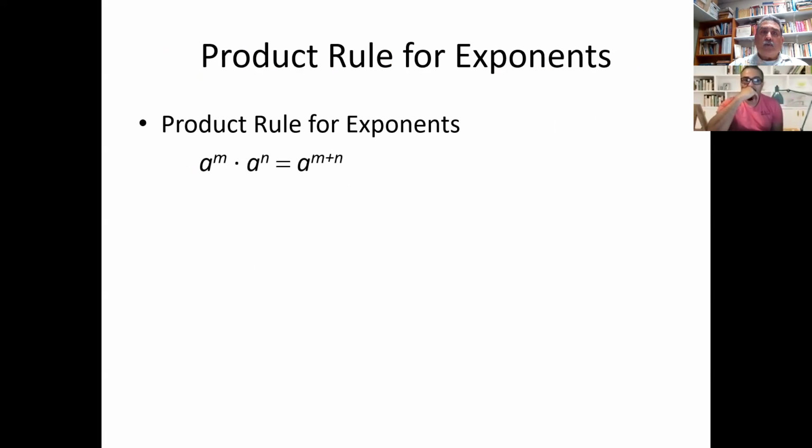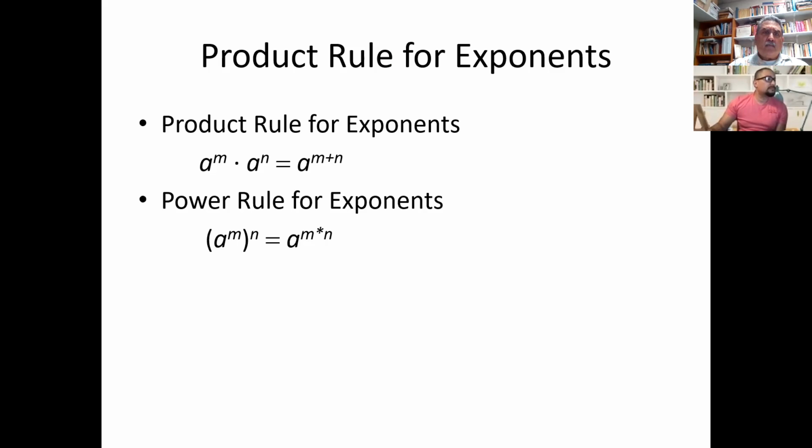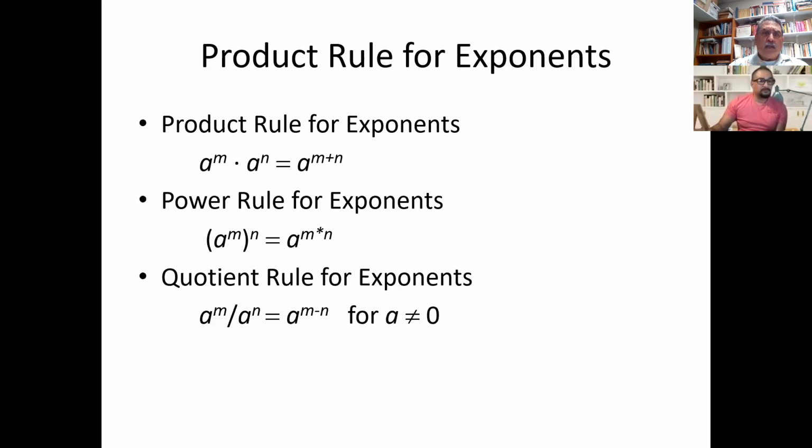Product rules of exponents, we talked about that. We did that. Multiplication, we add. Division, we subtract. When you have parentheses, the exponents get multiplied by each other. These are clear for you, yes?